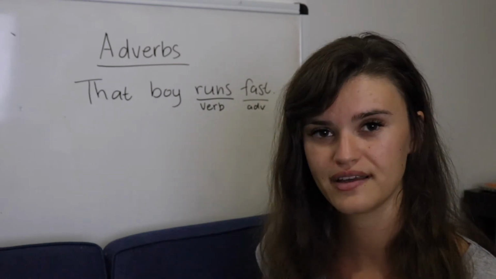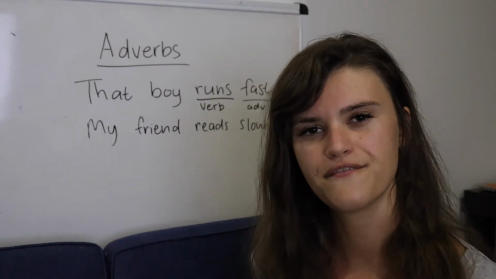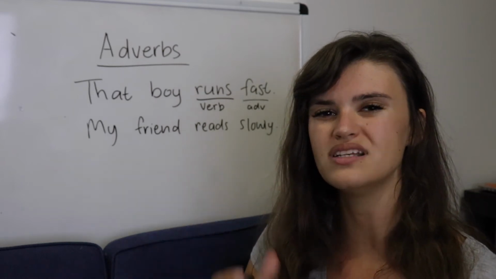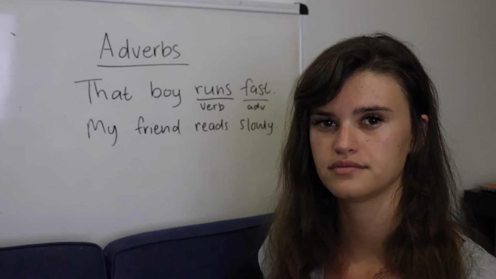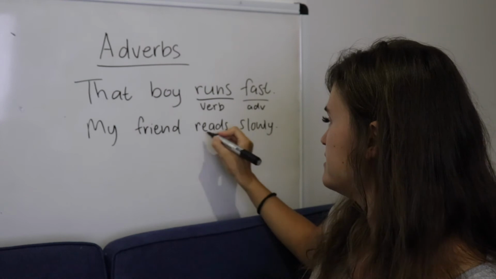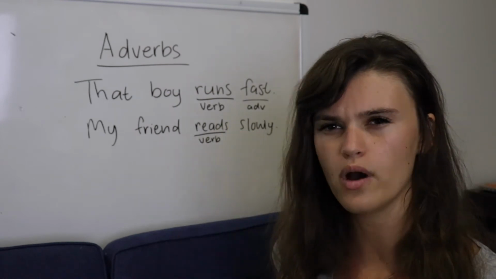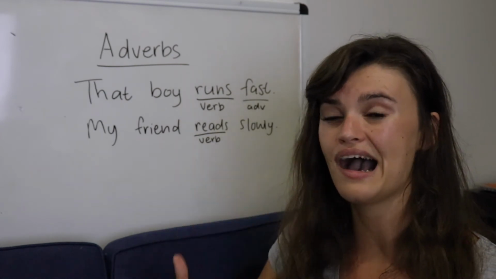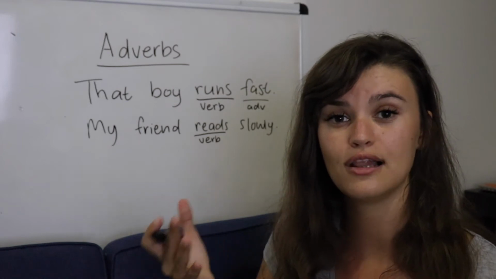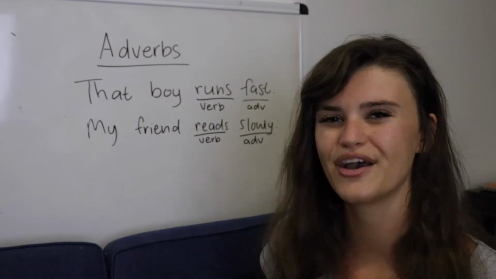The adverb. Let's look at another example. My friend reads slowly. Where is the verb? The action. Reads. And what word is telling us how the friend is reading? Slowly. Very good.